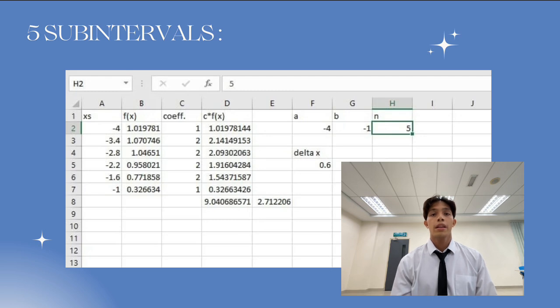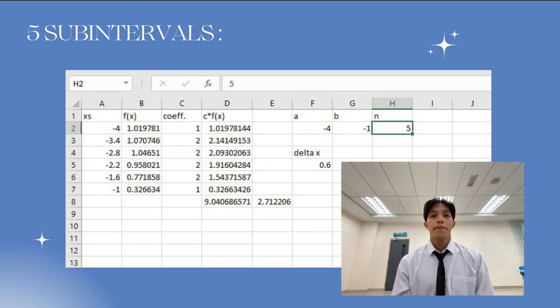Firstly, we must find h, which is b minus a, and then divided by n. So negative 4 minus negative 1 divided by 5, and then we got 0.6 for h. Then for x, we put negative 4 to negative 1. And then for fx, we put from the equation, which is ln x cubed plus 5x squared. And then for coefficient, we substitute accordingly.